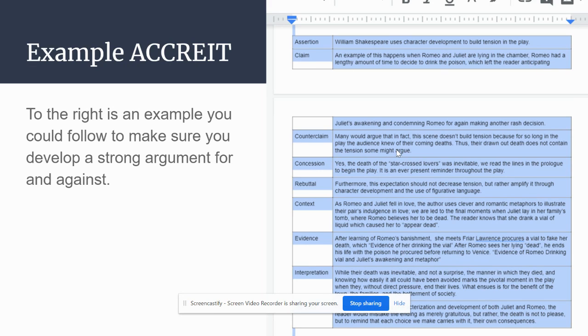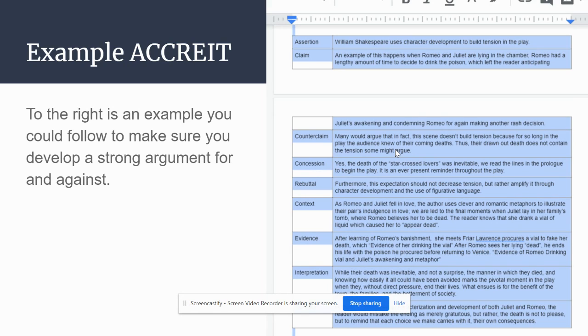Now, my counterclaim. Many would argue that, in fact, this scene does not build tension because for so long in the play, the audience knew of their coming deaths. Thus, their drawn-out death does not contain the tension, some might argue.